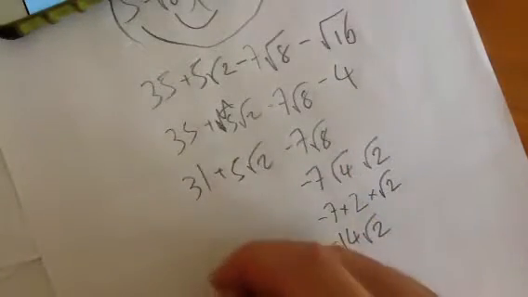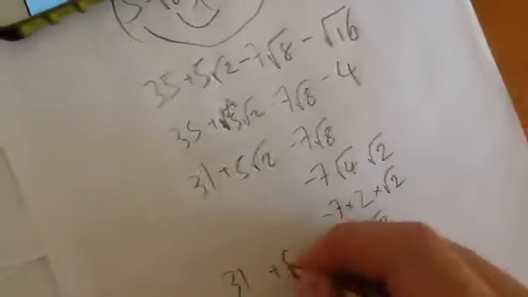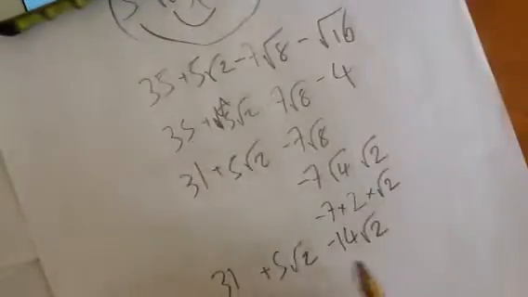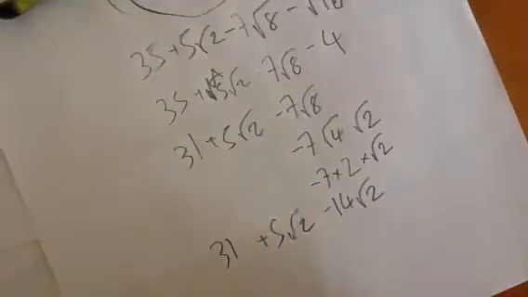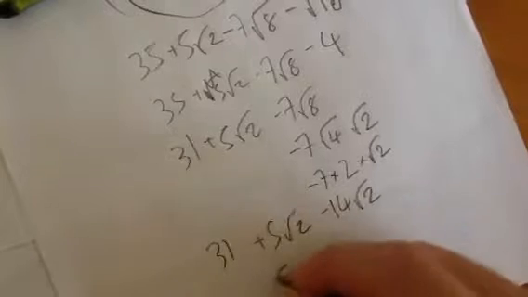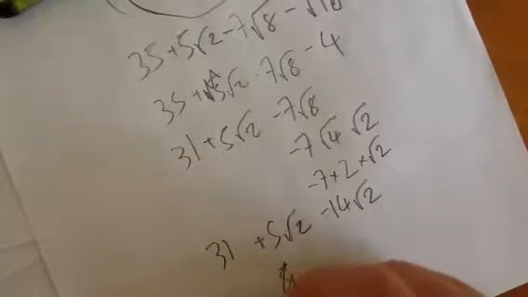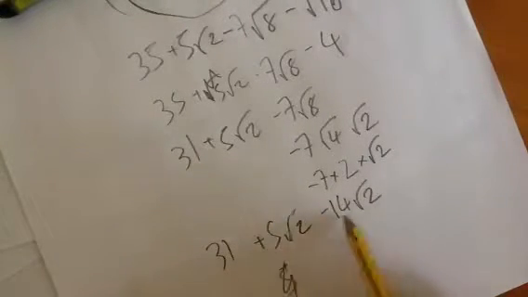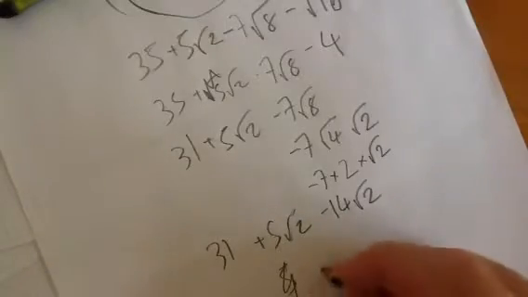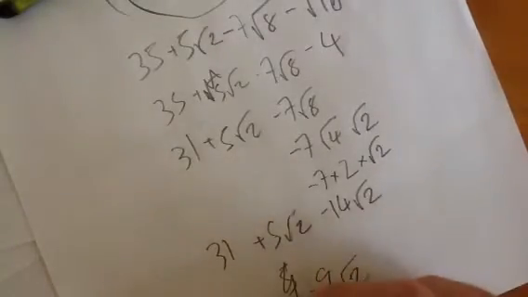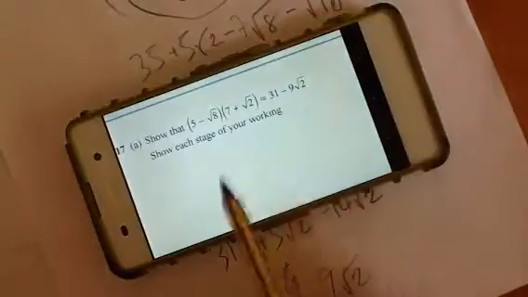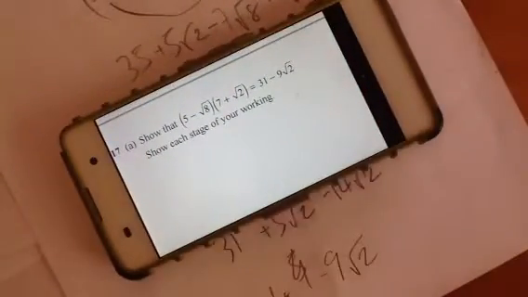I'm going to bring everything else down: 31 plus 5 square root 2. Now I've got two square root 2's. I can put these together to make 31 plus now 5. So minus 14 plus 5 actually gives me minus 9 square root 2. And that's what the question asked me: 31 minus 9 square root 2.